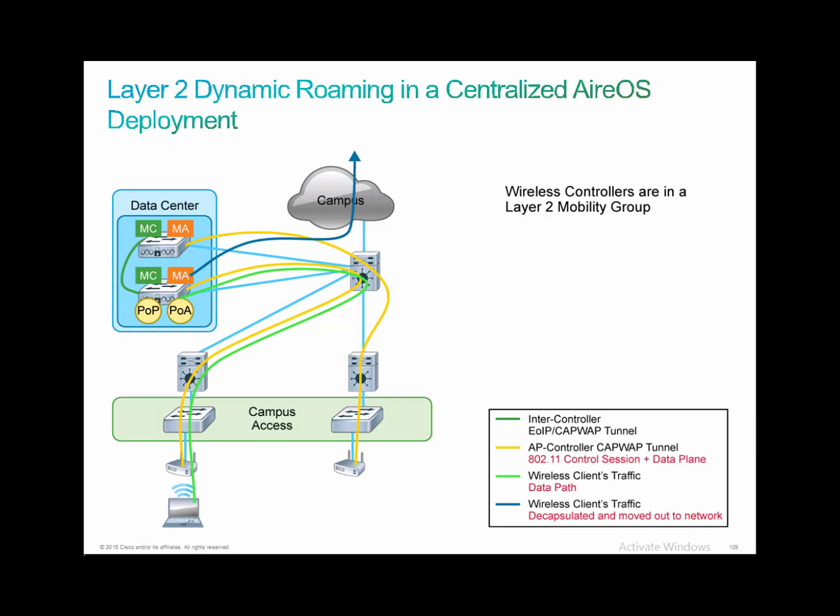In this case, what we see listed on the diagram, it's assumed that the client's going to stay in the same subnet, so no layer 3 activity is going to be required here. All right. In centralized deployments, the controller is both a mobility controller and a mobility anchor.